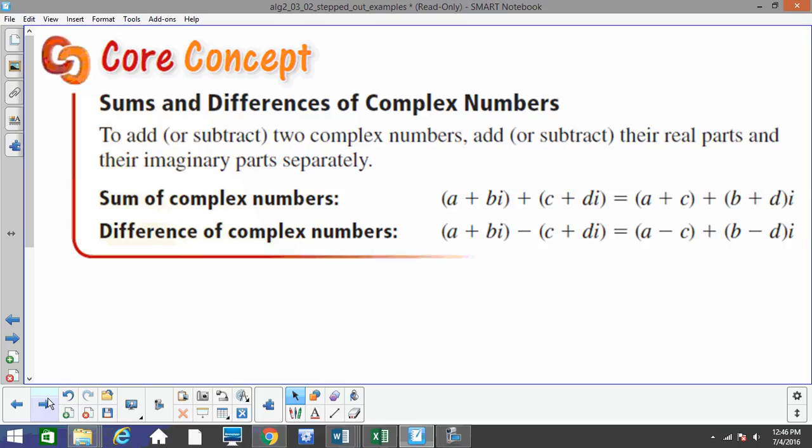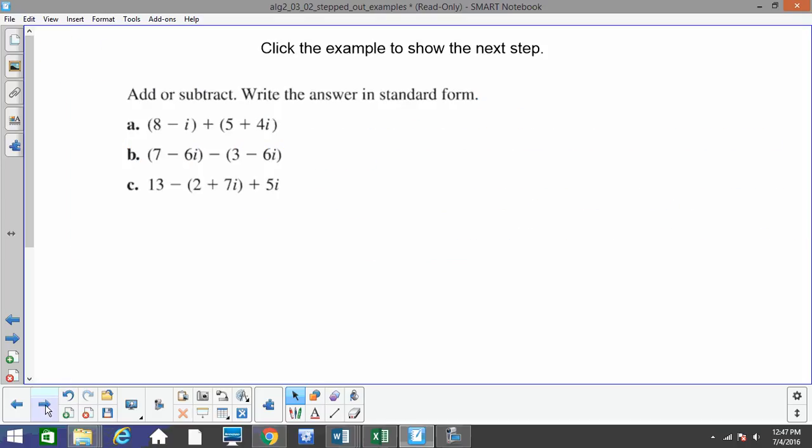All right, so complex numbers. If you are combining complex numbers, this is just a fancy way of saying combine like parts. If you're adding them, add up your real numbers, add up your imaginary parts. Difference, subtract your imaginary, subtract your real. So let's go ahead and try one. So here on A, you've got 8 minus i plus 5 plus 4i. You're going to combine your real parts, which are 8 and 5. Then you're going to combine your imaginary parts, which is negative i and 4i.